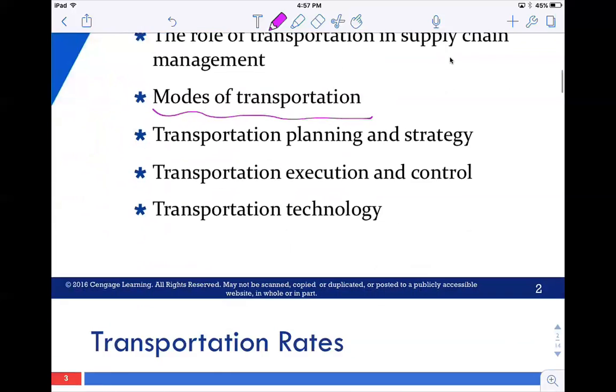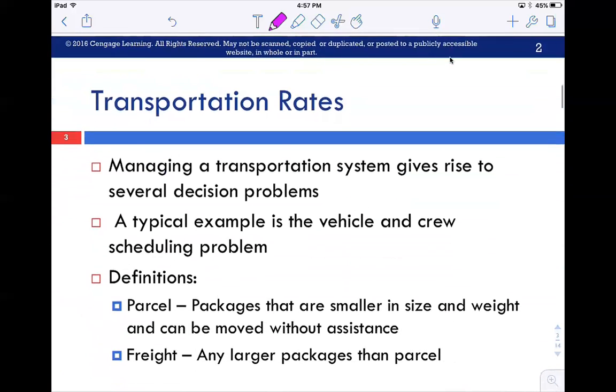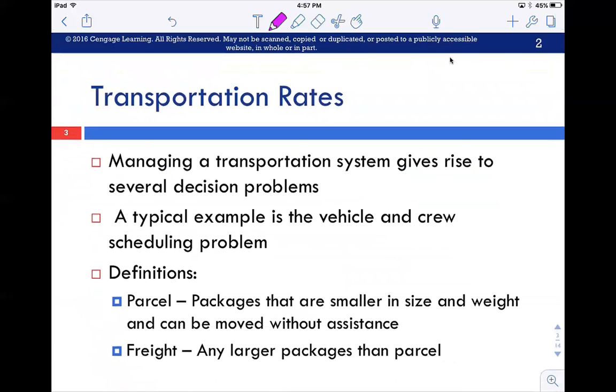Okay, so as I said, I handpicked this topic because it is a little bit complex and maybe sophisticated to understand. I'm specifically going to talk more about different types of transportation very briefly. We're going to take a look at the definition of freight and parcel, and then we're going to look at the full truckload and less than truckload transportation.